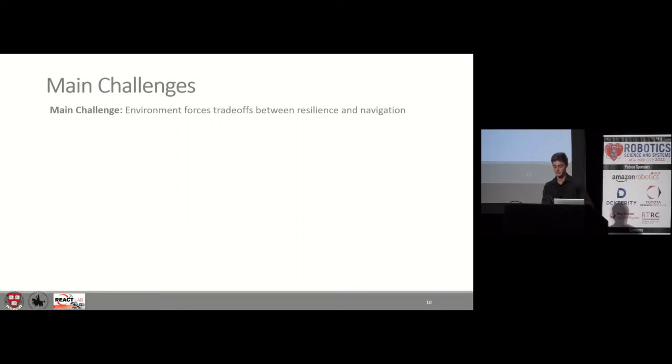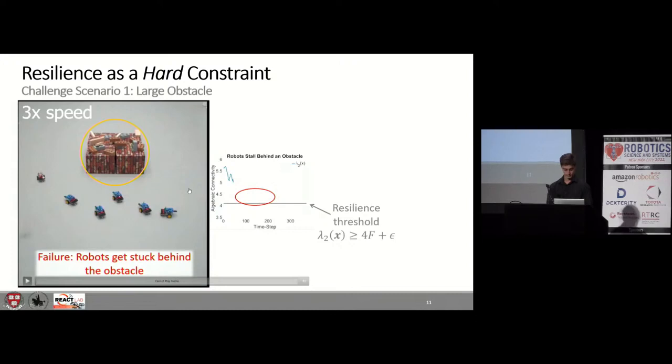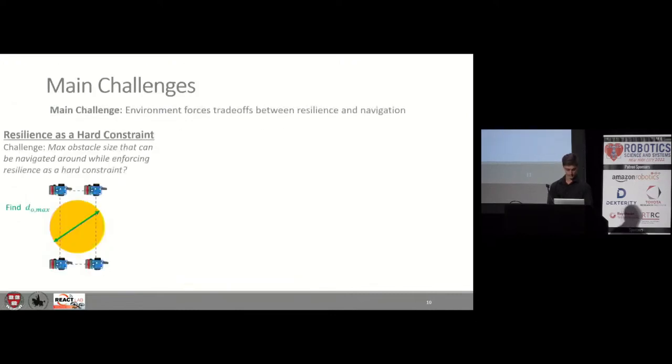How we deal with the trade-off between resilience and navigation is often problem-dependent. Ideally, we want to treat resilience as a hard constraint, where it could be guaranteed to be satisfied. A key challenge here is to characterize some of the different scenarios where resilience may be compromised. For example, we look at a scenario where robots must navigate around a large obstacle, and we look to find the largest such obstacle that robots can split around without losing resilience.